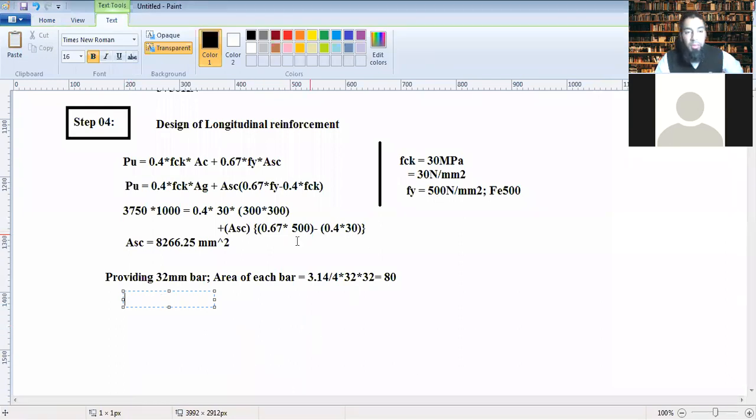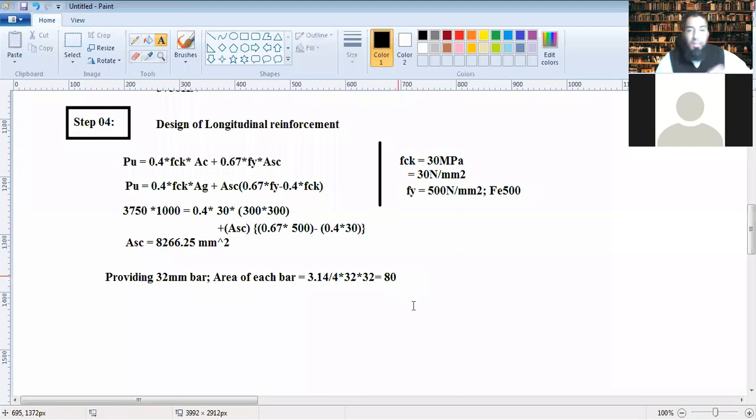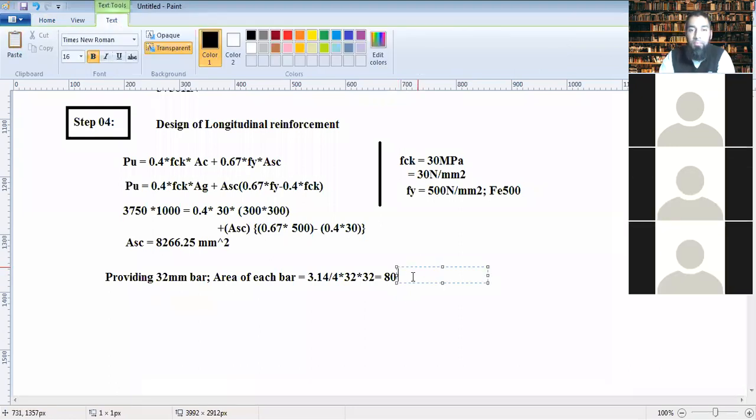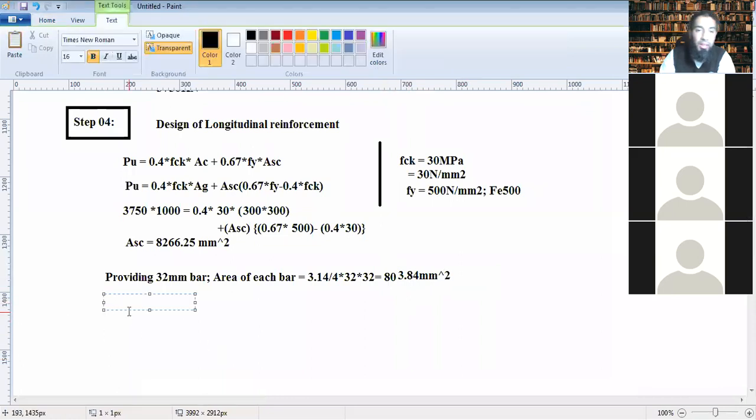Now if we are providing 32 mm bar, अगर हम 32 mm bar provide कर रहे हैं तो उस एक का एरिया कितना आ रहा था? It was 803.84 mm square. 803.84 एक बार का एरिया है.